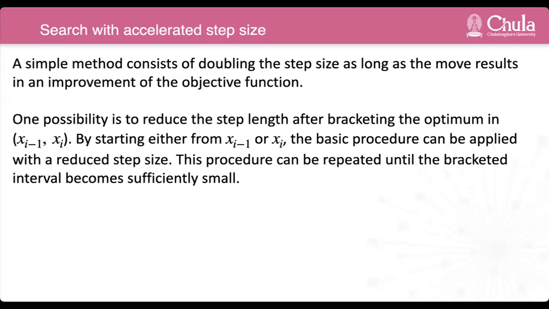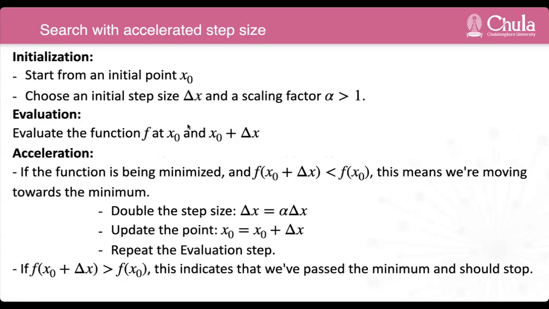The next one is search with accelerated step size. For this one, the step size changes through time. You start from x0 and then choose an initial step size first with a scaling factor of alpha greater than 1. Then we evaluate the objective function f at x0 and x0 plus delta x.